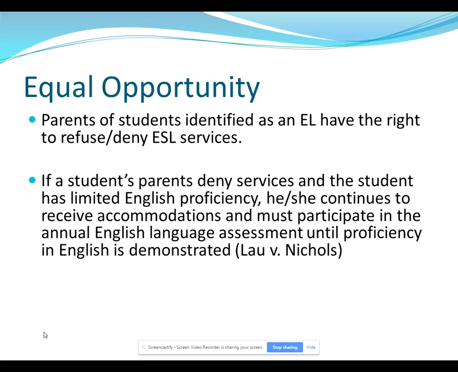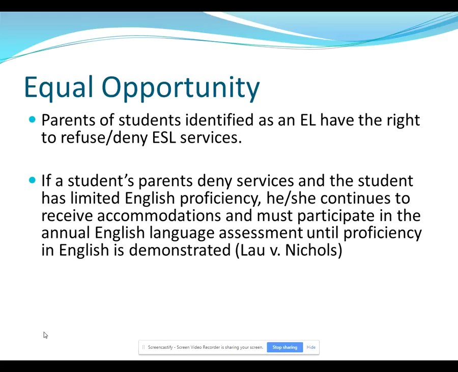However, even though a parent were to refuse or deny services, we are still obligated as the instructional team to provide accommodations to make language and content explicit and clear to the student so that they can acquire knowledge and language.